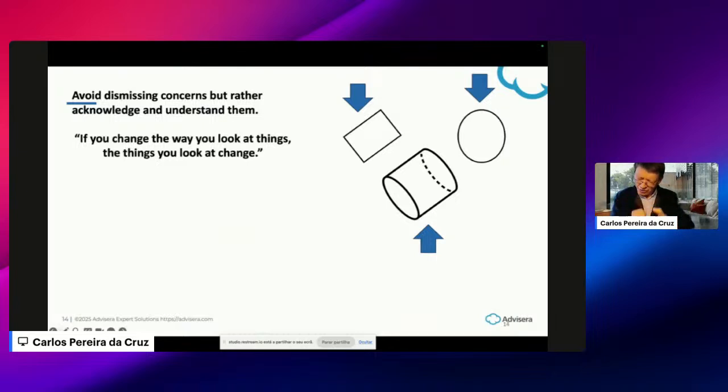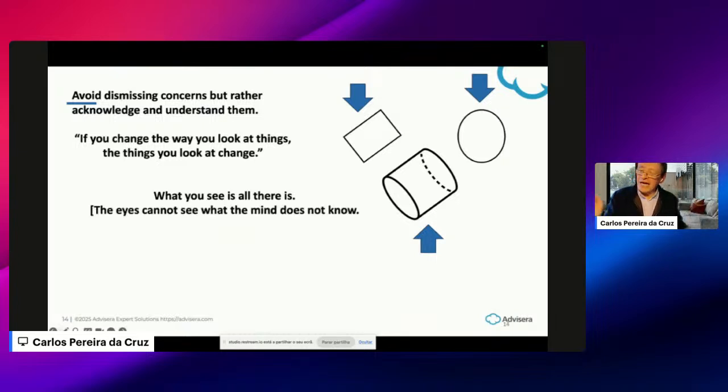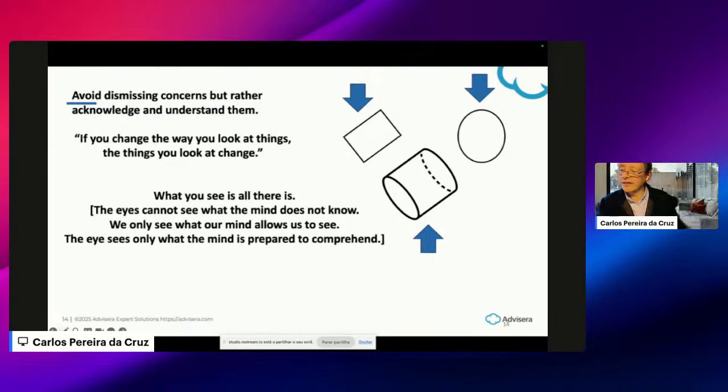So the message is, try to wear the shoes of those who seem to be against the change. Why are they thinking like that? Now, this is the result of stealing information from three persons: a Nobel Prize winner, someone who studies consciousness, and someone who studies reality. It's something like this. What you see is all there is. The eyes cannot see what the mind does not know. We only see what our mind allows us to see. This translates into: the eye sees only what the mind is prepared to comprehend. And the conclusion is, what the mind is prepared to comprehend is all there is.